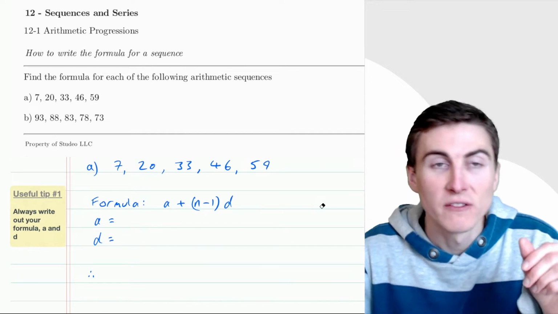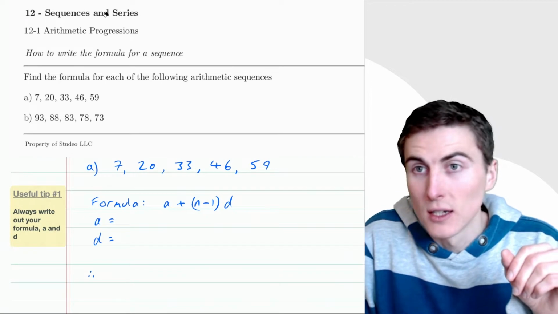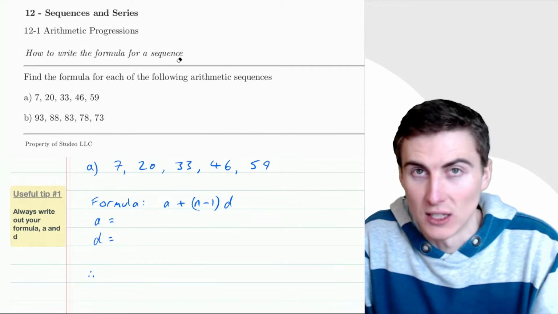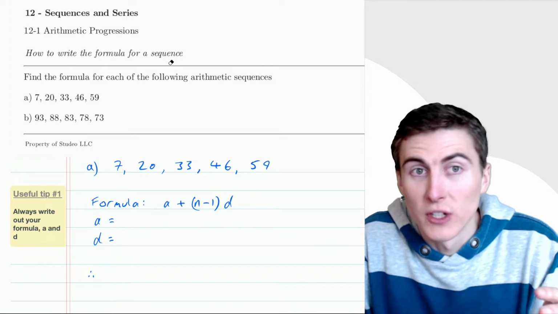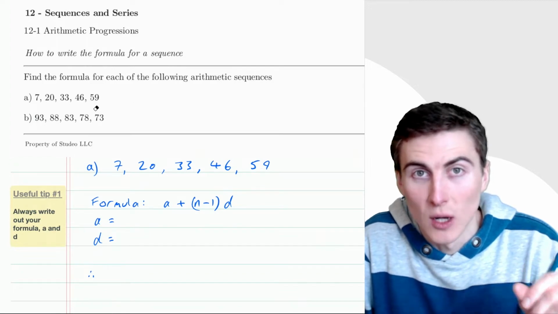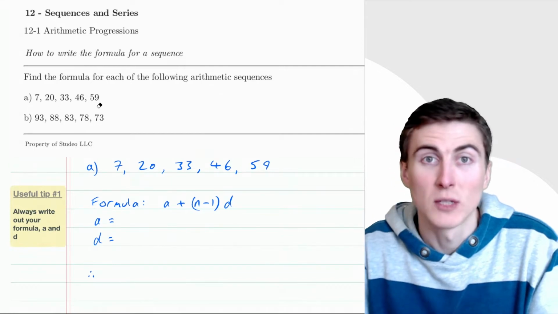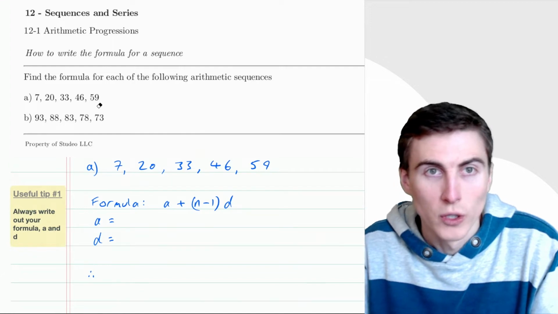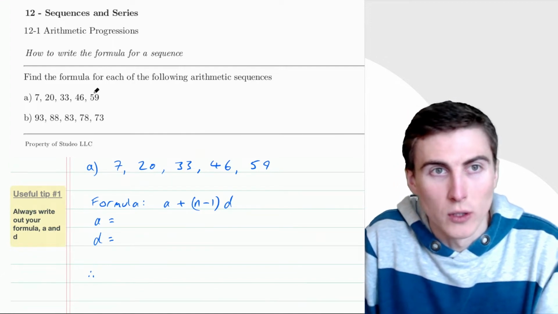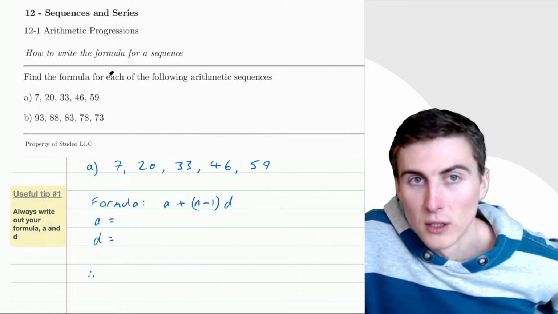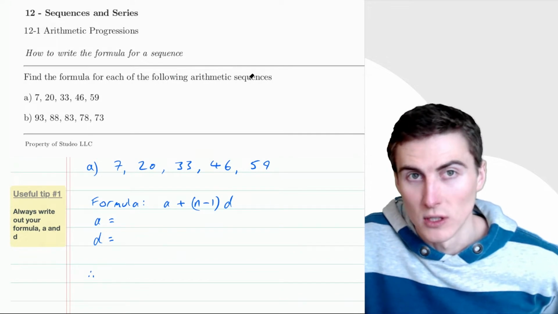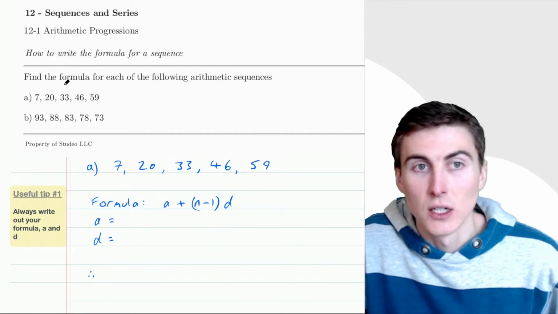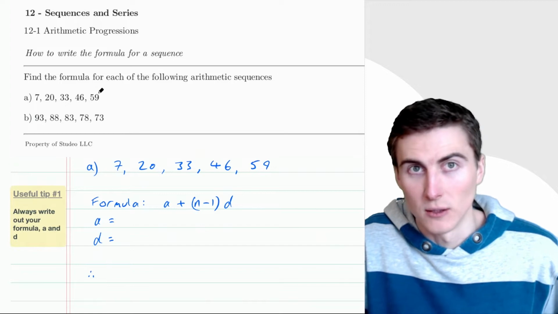Hello and welcome to this video on sequences and series, where we're going to take a look at how to write the formula for an arithmetic sequence. So what we're going to do in this video is run over these two example questions, and by doing these we'll explain all the rules of basically how to do this type of question. So if we start with this first one, we have to find the formula for each of the following arithmetic sequences. And part A, the sequence is 7, 20, 33, 46, 59.